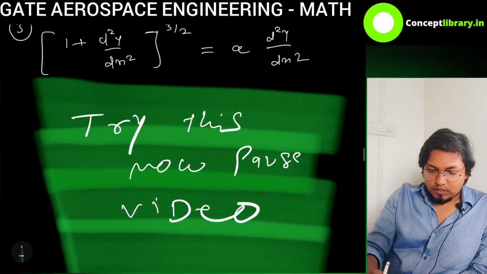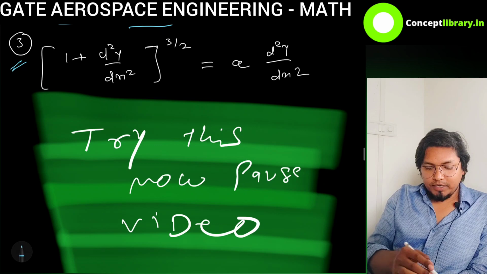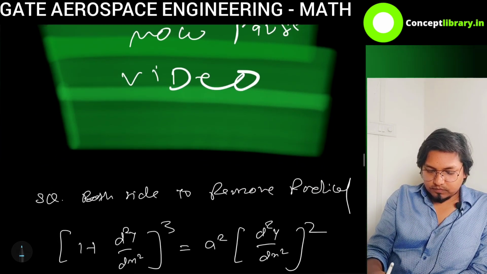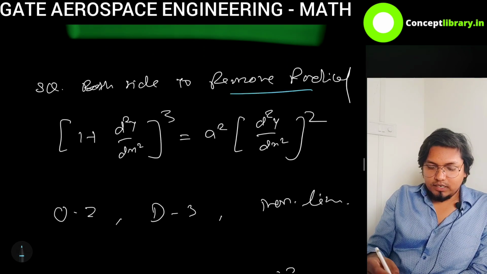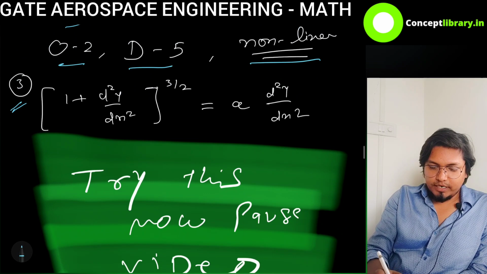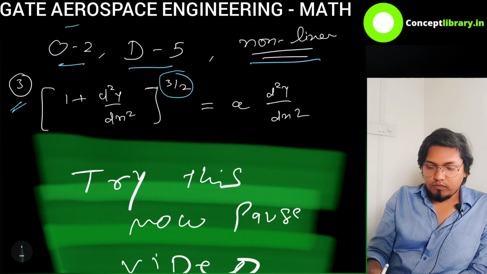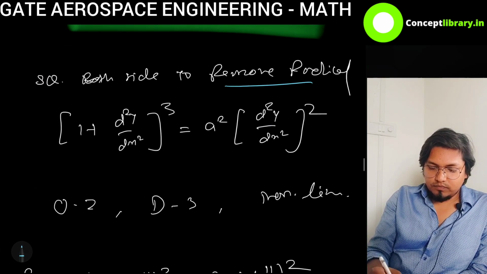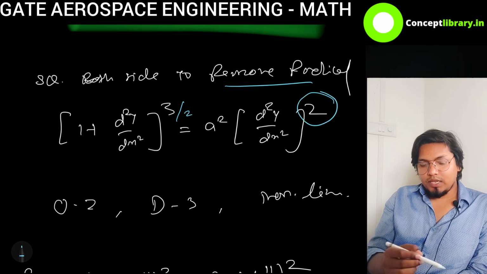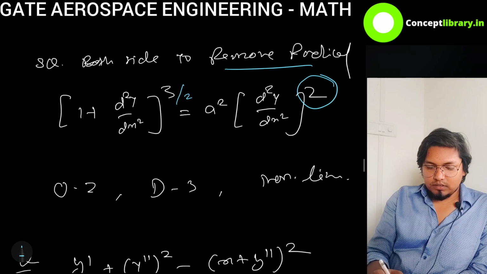So try this third question by yourself. Pause the video and then check. So remove the radical. How will you remove the radical? Because this is 3 by 2, right? So square both sides, and the 1 by 2 will go off. So when you square both sides, the 1 by 2 is no more, and you can see here the square is coming. After that, you can clearly see power 3 is there.